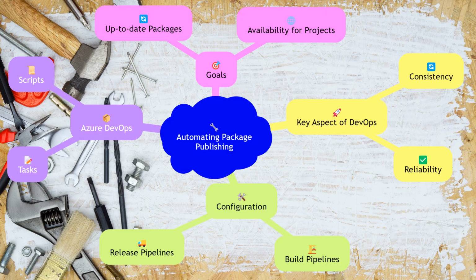Automating the publishing of packages is a key aspect of modern DevOps practices. By automating this process, teams can ensure that packages are published consistently and reliably. This typically involves configuring build and release pipelines to automatically publish packages to the appropriate feeds after successful builds. In Azure DevOps, teams can use tasks and scripts to automate the publishing process, ensuring that packages are always up to date and available for use in other projects.